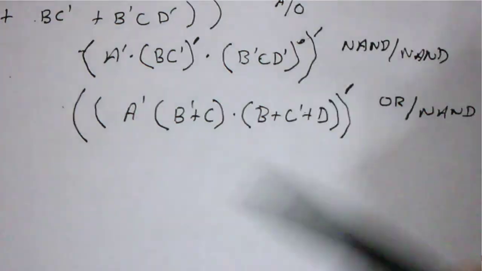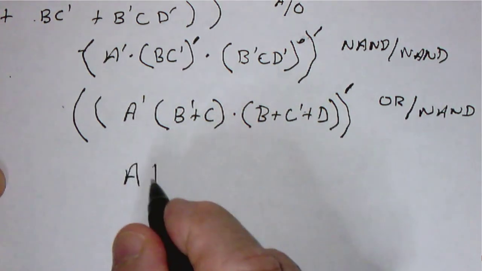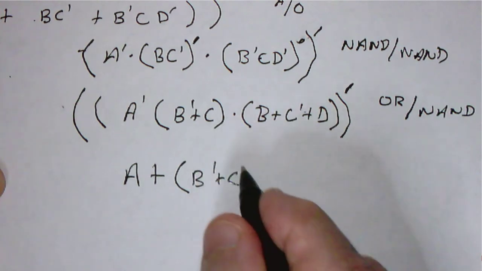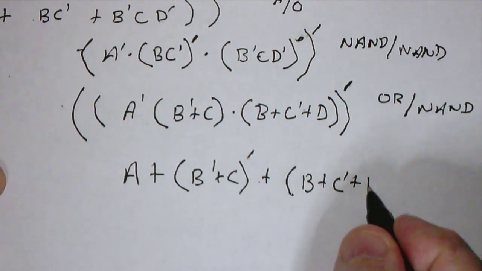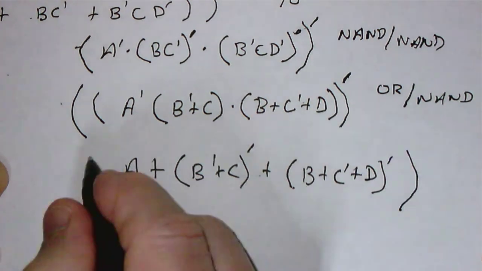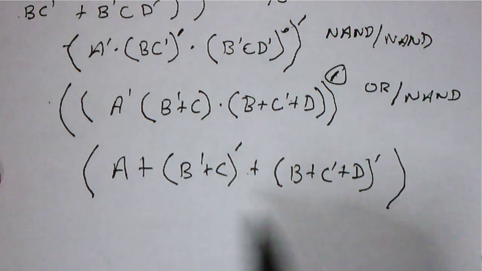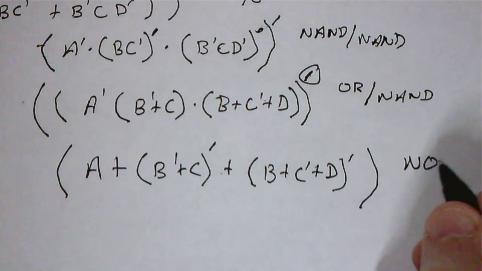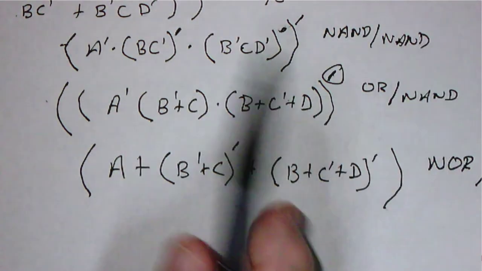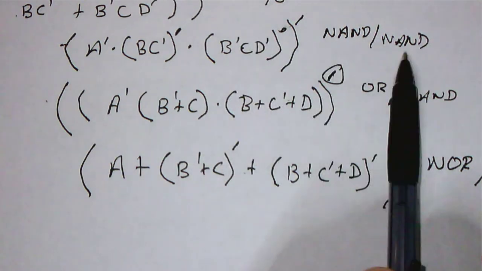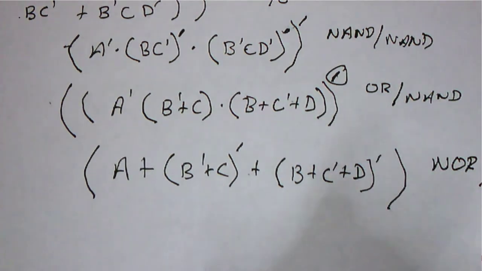Okay, so now we're going to take this one inside, and that's going to change these to pluses, so it's going to be A plus the quantity B prime plus C tick plus B plus C prime plus D tick. And now this tick on the outside is gone. So what do we have now? Well, that is a NOR gate. And what's the whole thing? It's an OR. So that puts it in NOR-OR form. So those are our four types on the SOP side: AND-OR, NAND-NAND, OR-NAND, and NOR-OR. And we do exactly the same thing if we go through this same drill on the POS side.